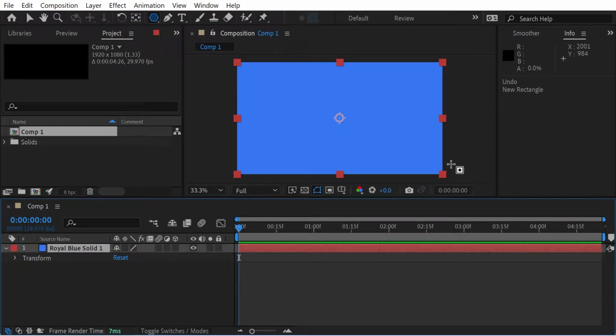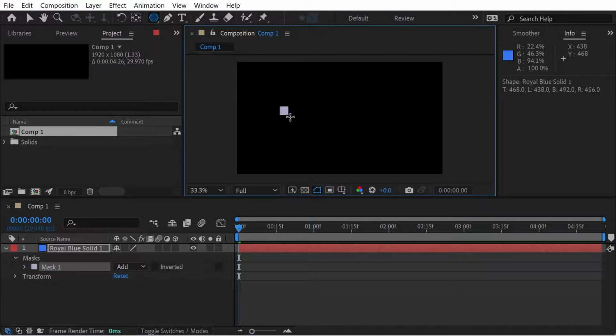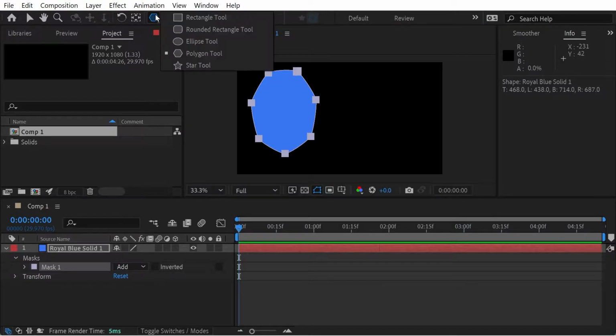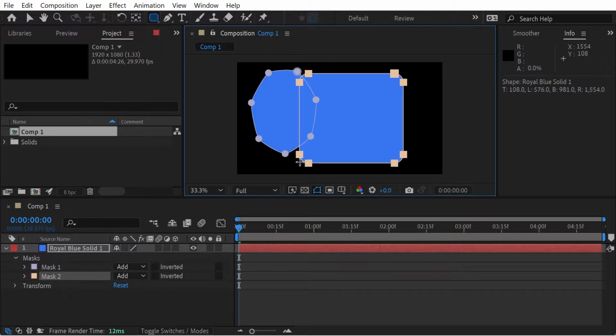This time I want to look at mask modes. So we're going to draw a couple of masks and take a look at what that does. We'll draw a mask here and we'll do an intersection with, say, a rounded rectangle mask. So here is our rounded rectangle mask. You see I'm overlapping them.